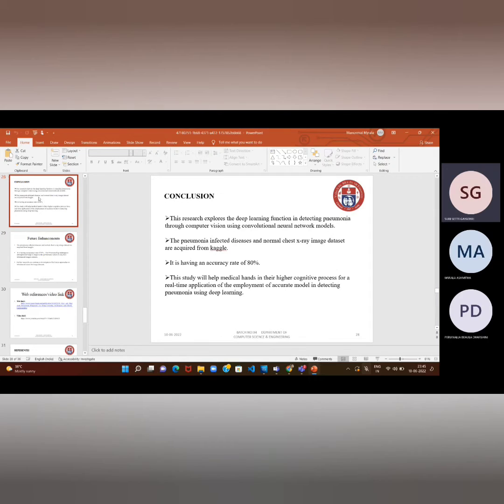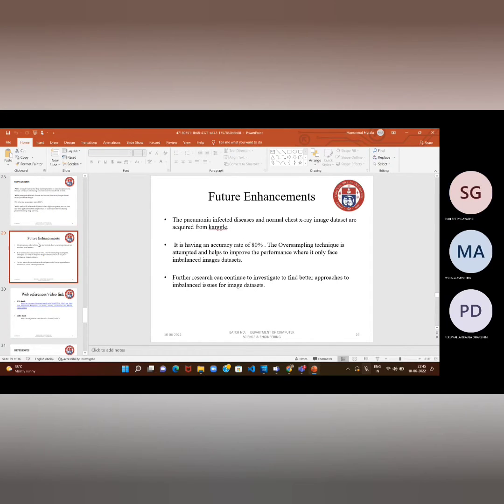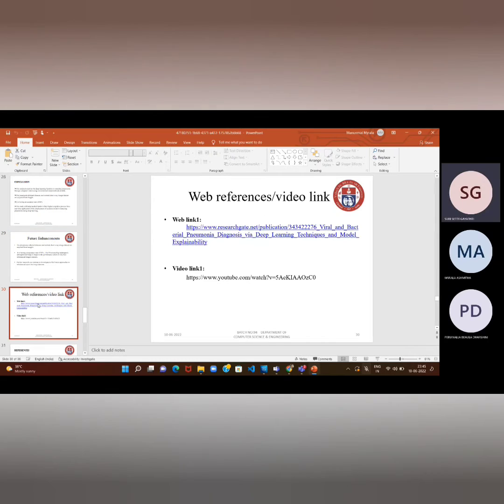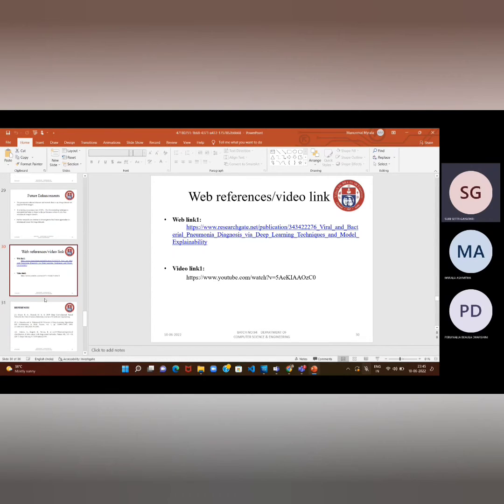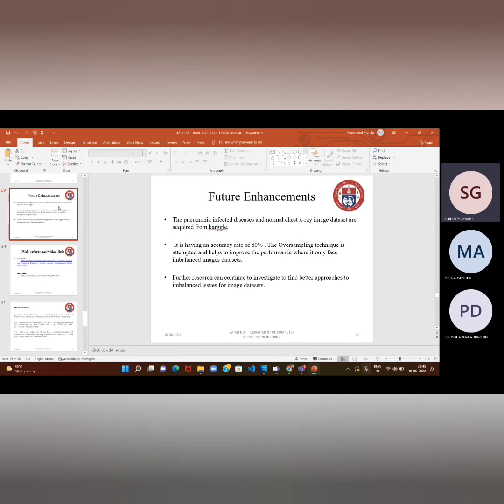So these are the future enhancements. The pneumonia-infected and normal chest X-ray image datasets are acquired from Kaggle. Further research can continue to investigate better ways to handle imbalance issues in image datasets.